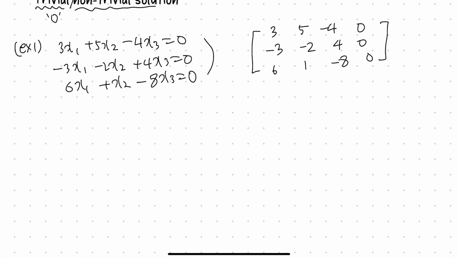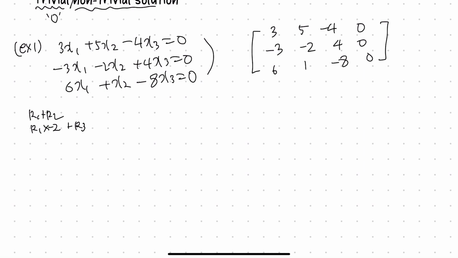What you can do is reduce this into an echelon form. You can add R1 plus R2 to eliminate this into 0. And also you can multiply R1 times minus 2 and then add that to R3 in order to eliminate this into 0. So let's do that.